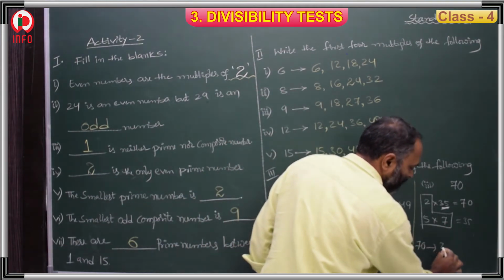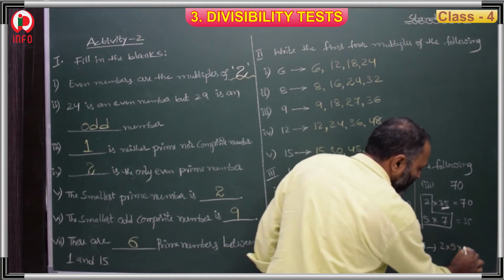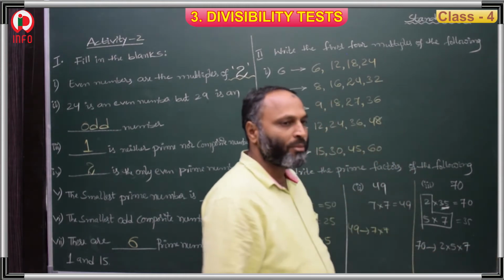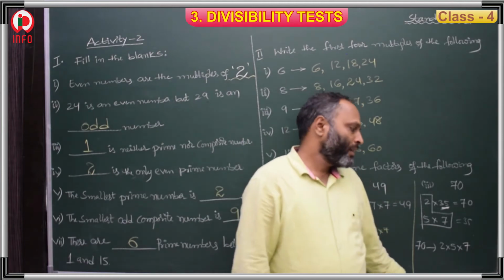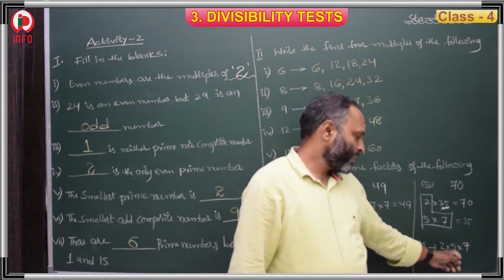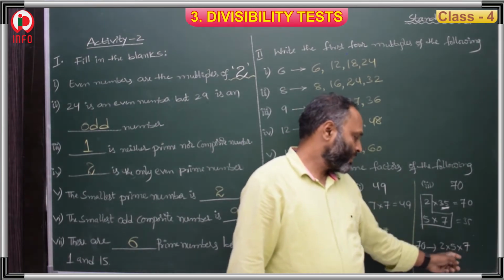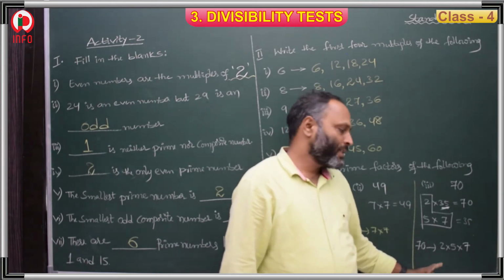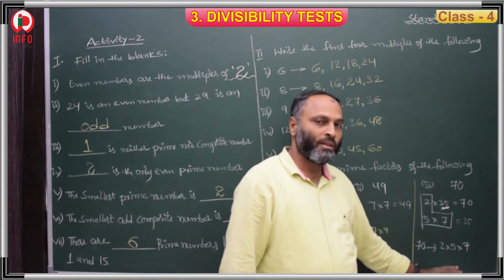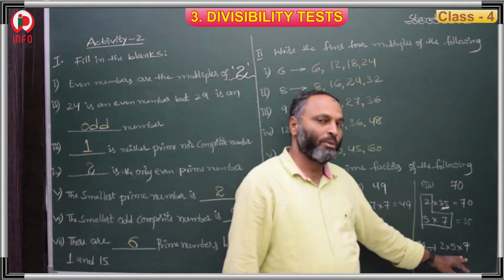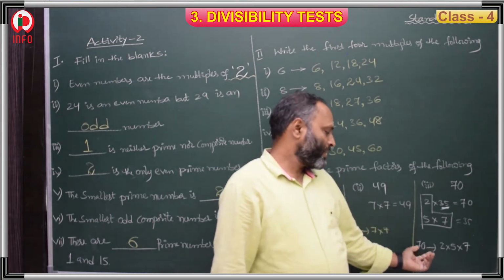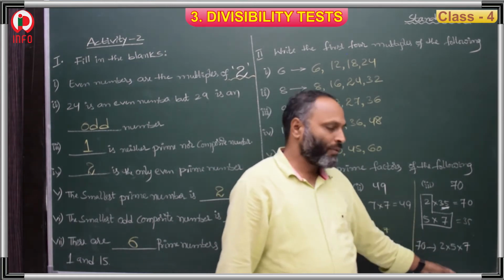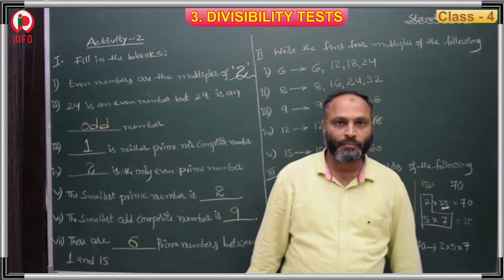Then 70, how can we write in prime factor form? Product of prime factors: 2 into 5 into 7. All these are prime numbers. If you multiply, 2 5s are 10, 10 sevens are 70. So if you multiply all these prime numbers, again we will get 70. These are the product of prime factors of the given number.